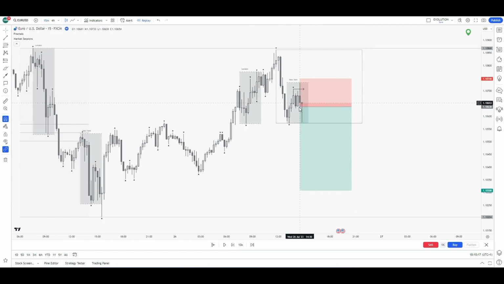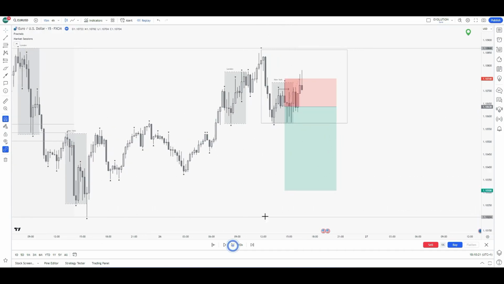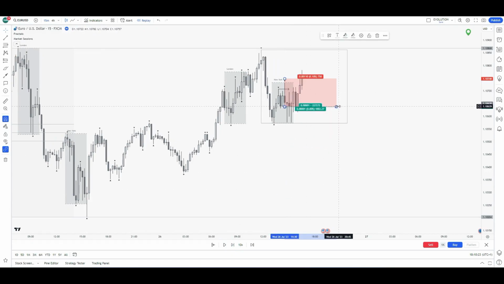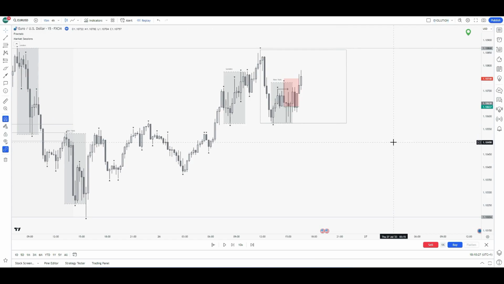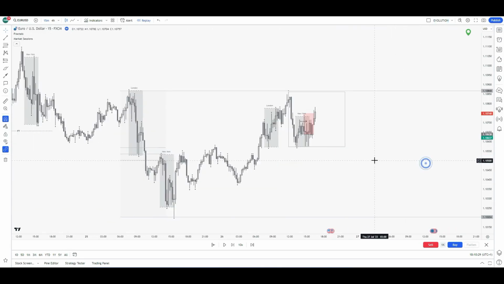See, we get tagged in nicely there. And it goes ahead and hits SL there, stop loss. Note that down. It is a very high probability trade. Some key factors to think about here.